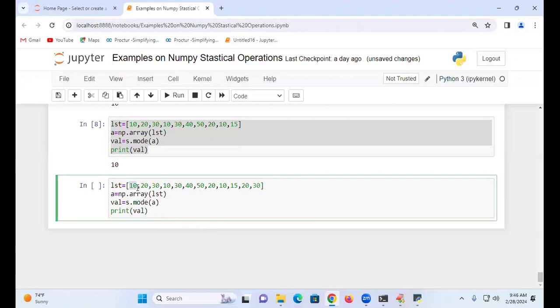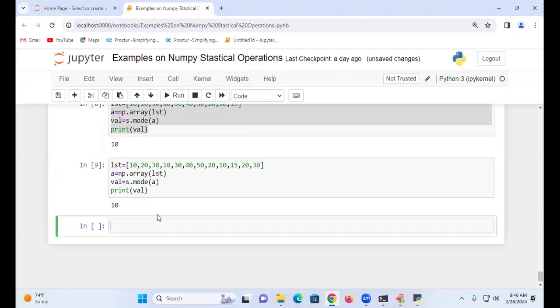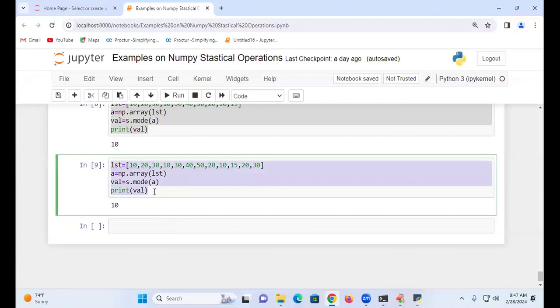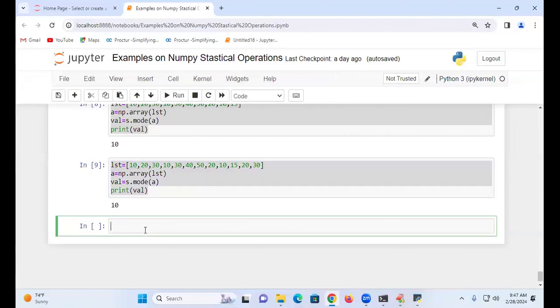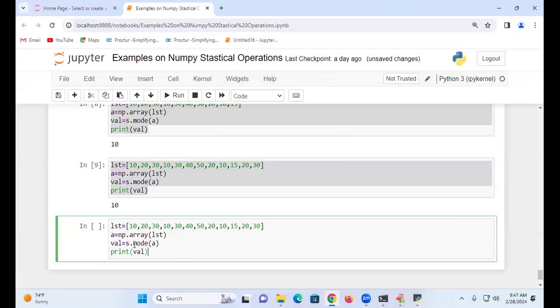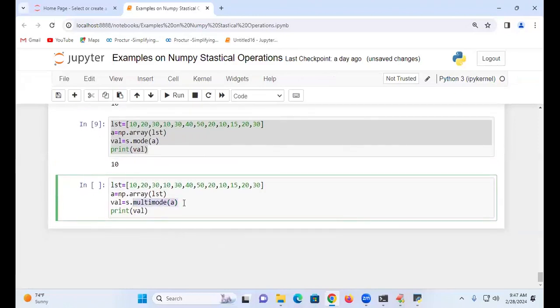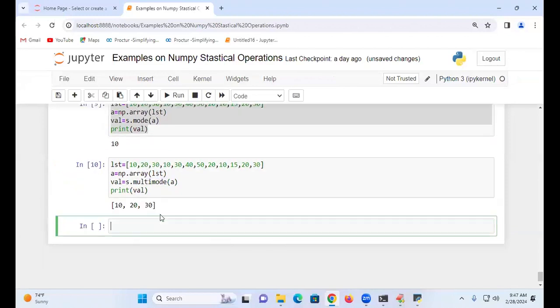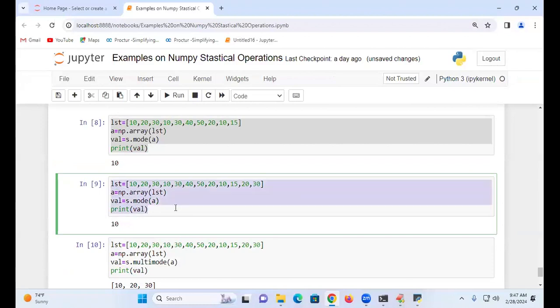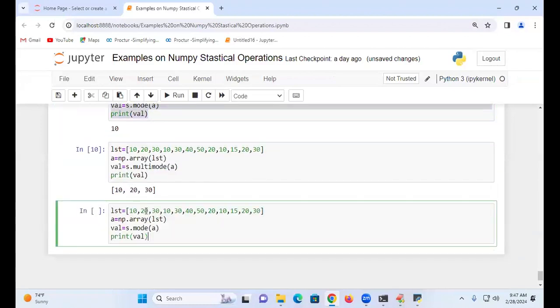First value only, which is 10, that only will come into the picture. But we need to expect 20 and 30 also. Correct or not? But mode is not giving. Who will give that? Multi-mode. There is a function called multi-mode. Please convert into that. Yes, statistics dot multi-mode of A. This will give you the elements 10, 20, 30.